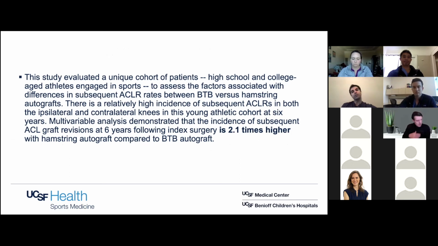And I'll talk about it a little bit, but there are other aspects to it that tie into this concept that the younger, more active patient might need to have something other than a hamstring graft, or something in addition to a hamstring graft, to give them a good outcome and a lower failure rate.